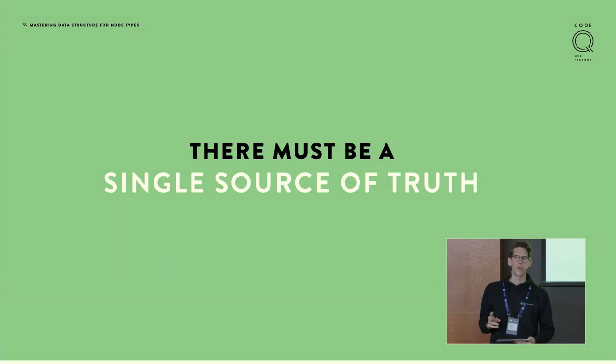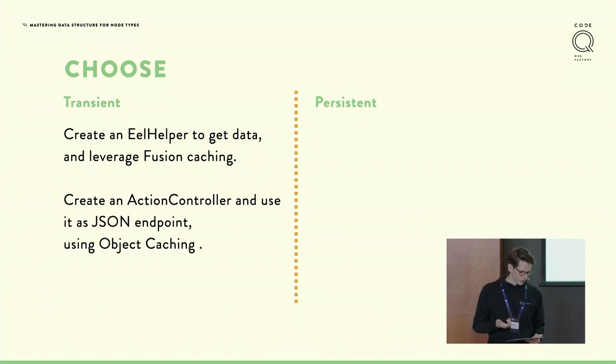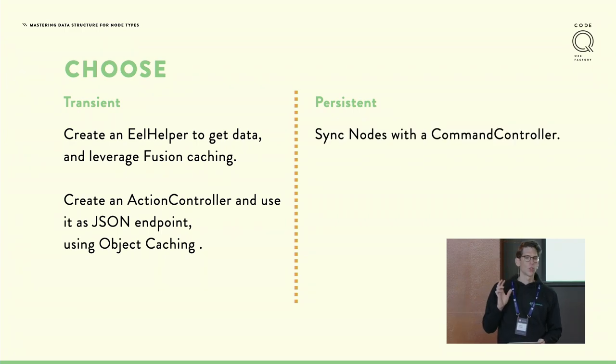There are two approaches of how you can integrate that. One is a more transient way where you just pull in the data and then render it, or the other one is a more persistent way. So you can use an EEL helper, and in the EEL helper you have a GET request or something similar to get data, and then you just render it out. And then you leverage our normal Fusion caching for caching the content. You can have an action controller and then just offer that as a JSON endpoint. So you have a Vue application and it queries your endpoint to get the data in a nicely structured format. And then you can use the object caching for making sure that this is not queried every time you open the link. Or you can use a more persistent approach where you sync your node types.